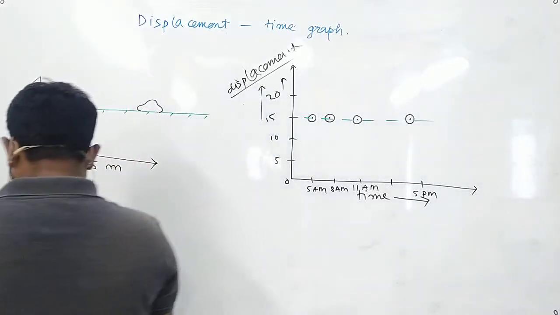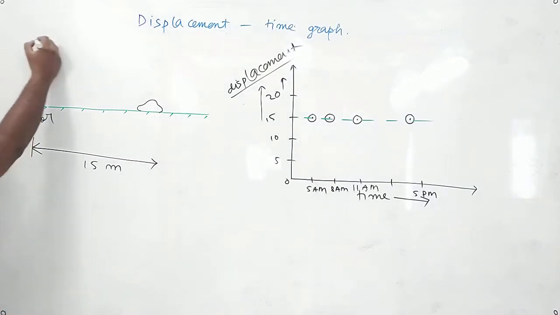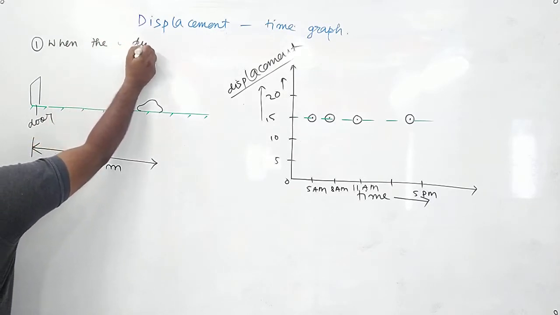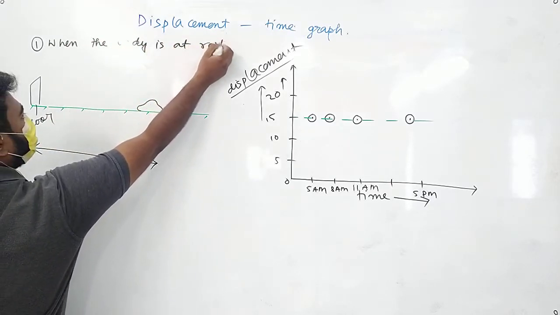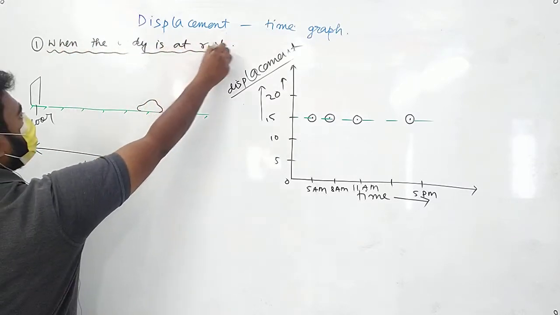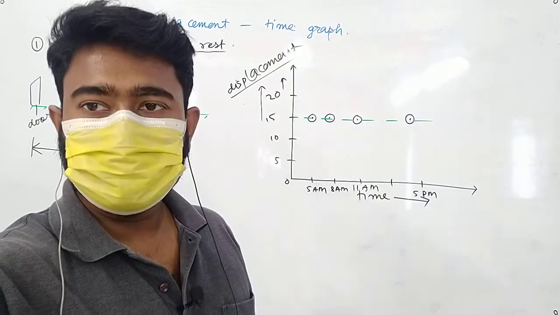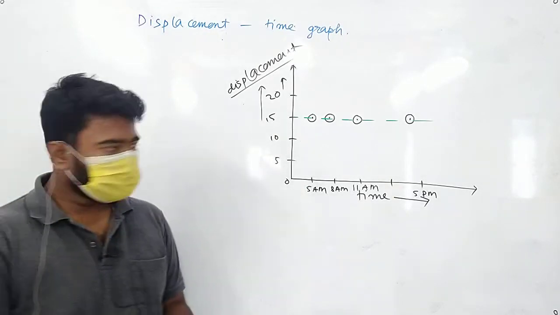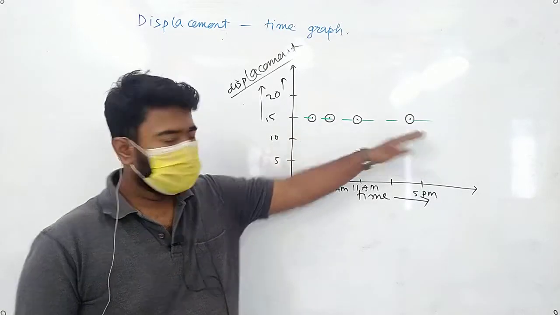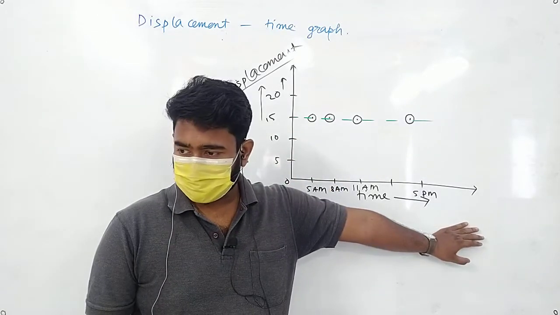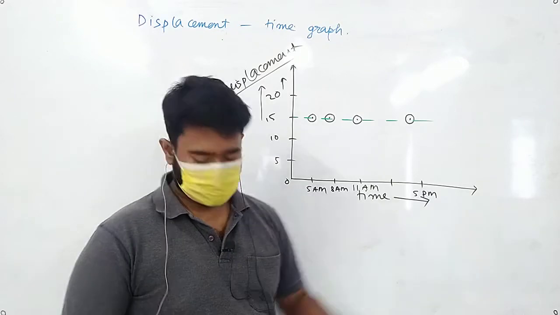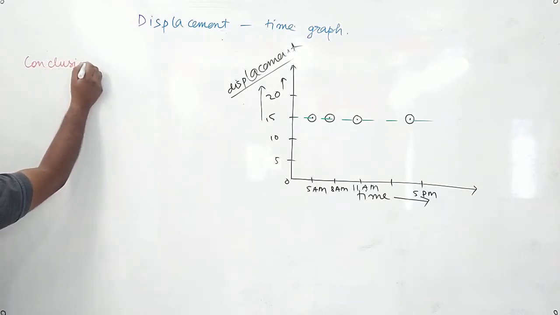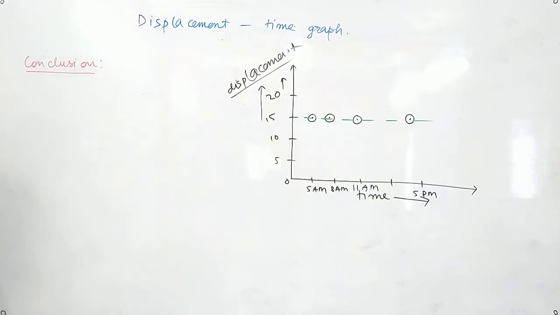So, displacement time graph, case 1, when the body is at rest. All of you write this down fast. So tell me, what do we conclude from here? We concluded that if we get a straight line, and if the straight line is parallel to the time axis, then the body is at rest. Okay, all of you write down the conclusion in a different color.